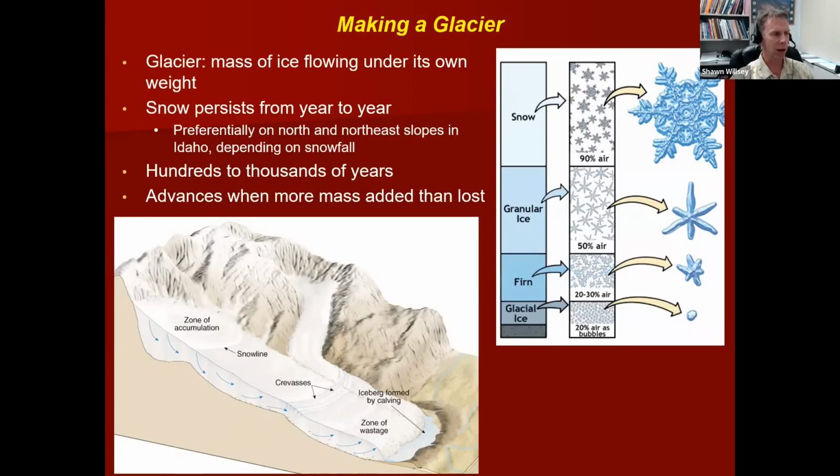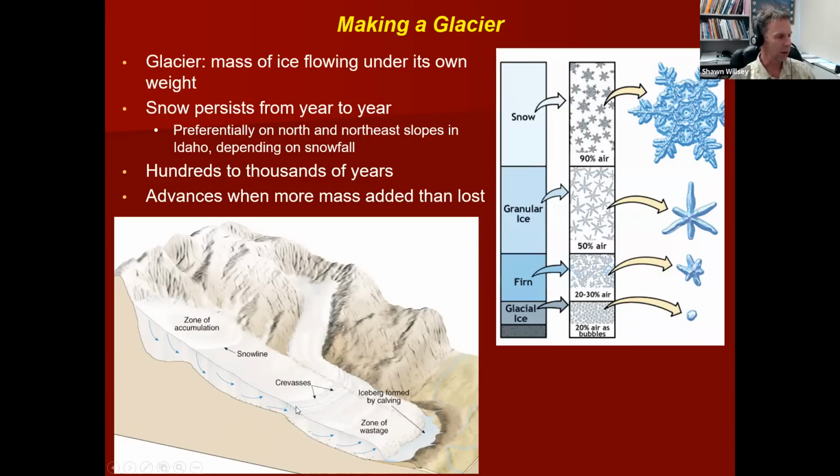Now, obviously, if you have enough snowfall, or if you go further north into Alaska or Canada, you're at such a high latitude and it's cool enough that the sun isn't as big of a factor, and you can indeed get those glaciers forming on different slopes with different aspects.